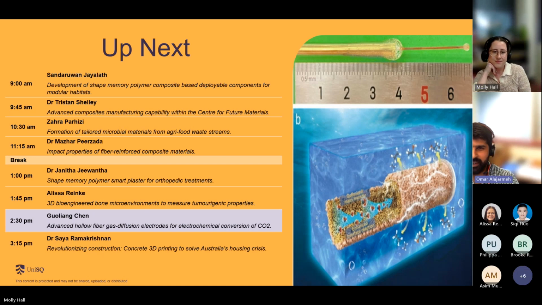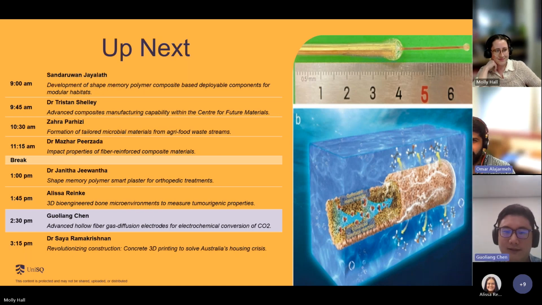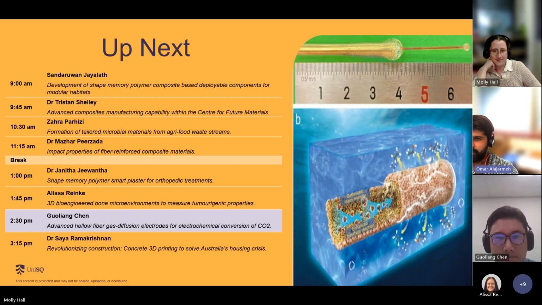Now it's more about another interesting topic, about, let's say, gas diffusion for reduction of CO2. We have Guoliang Chen. I'm sorry if I didn't pronounce that correctly. Yes, it's correct. Guoliang Chen is a final year PhD student supervised by Professor Hao Wang and Associate Professor Li Ji. His research interests are in applying advanced gas diffusion electrodes for electrochemical reduction of CO2. Floor is yours, Guoliang, to share your research.